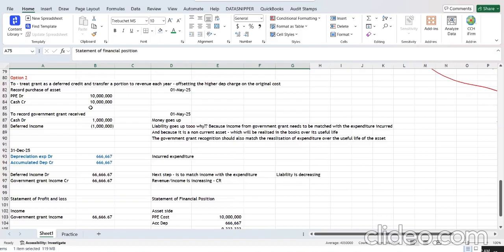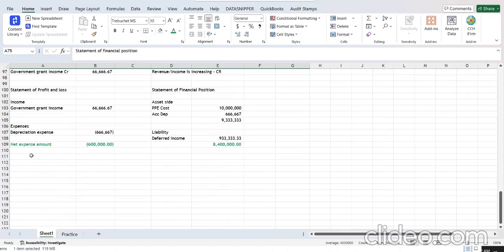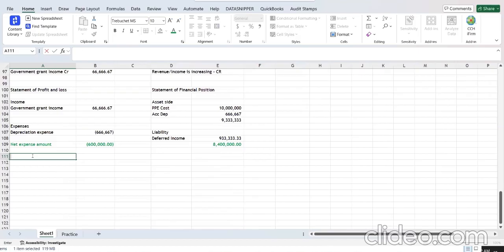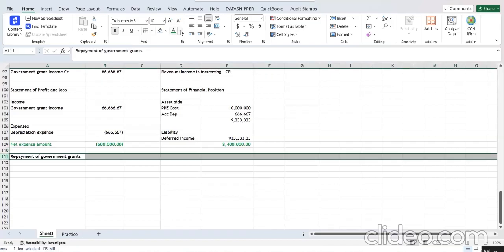And now we are going to look at the last part of this section of IAS 20, which is repayment of government grants. Okay, so repayment of government grants. What do you mean when you say repayment of government grants?